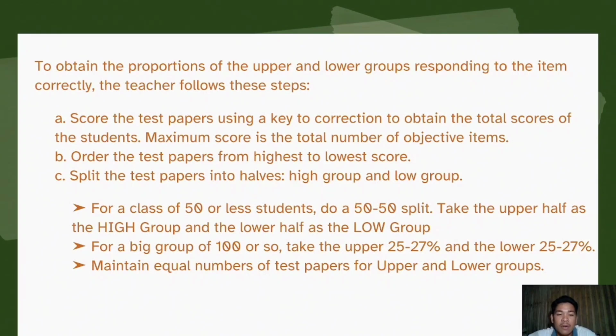For a class of 50 or fewer students, do a 50-50 split. Take the upper half as the high group and the lower half as the low group. So if we have 50 students, we split into 25 in the high group and 25 in the low group. For a big group of 100 or so, take the upper 25 to 27% and the lower 25 to 27%. Maintain equal numbers of test papers for the upper and lower groups.